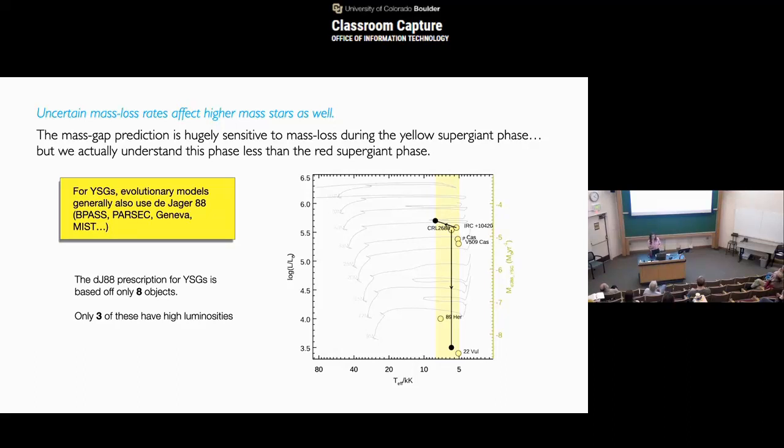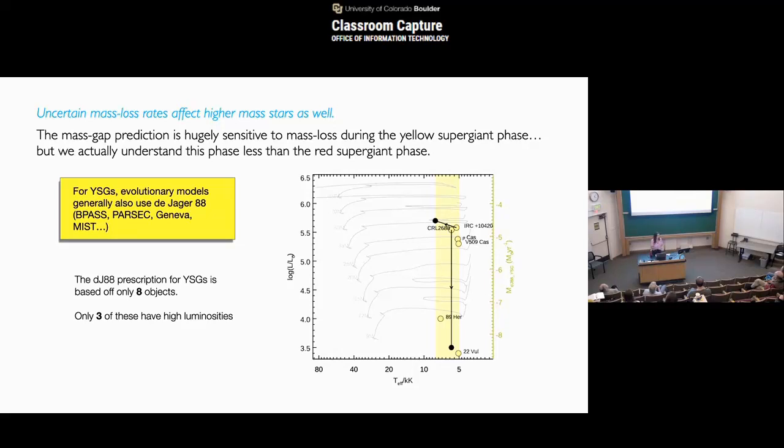So for yellow supergiants, the situation for mass loss rate is arguably even worse than for red supergiants. For one, the prescription is only made up of, I've put 8 objects here, but I counted it's actually only 6 objects that are usable. So there's only 6 yellow supergiants in there. In the figure on the right, I show the positions of the yellow supergiants that are used in the de Jager prescription. So the black lines are ones which have had their luminosities revised. So this one here, you can see its luminosity dropped very significantly from 5.5 to 3.5. It's because it's not a yellow supergiant, it's actually a planetary nebula, but it is still in the prescription that is used very widely. So actually only like 3 of the stars that are in the de Jager prescription have high luminosities.